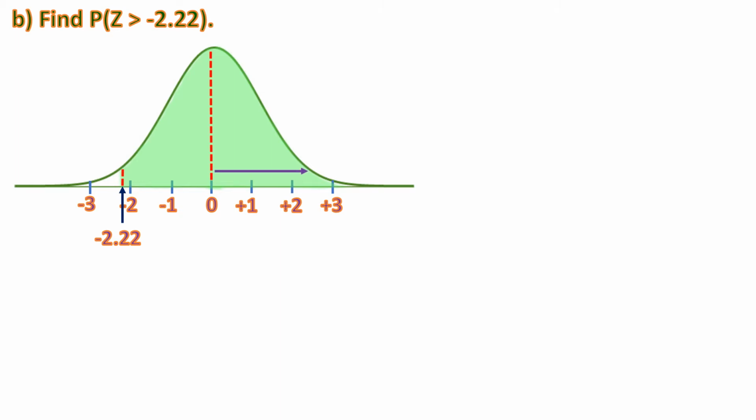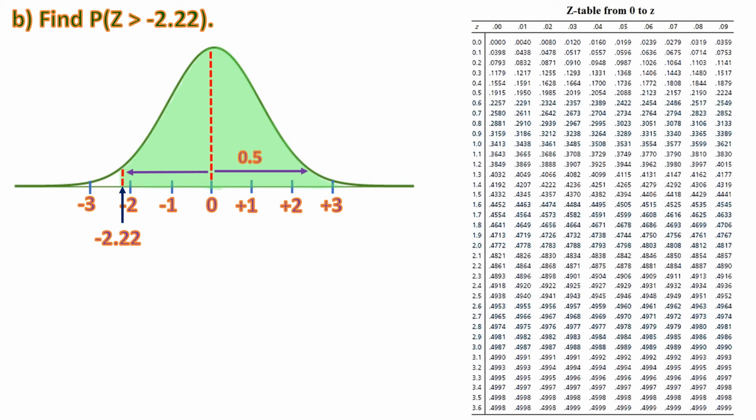So we know that this part is 0.5, the whole thing at the right of 0. So you don't need to solve that. You just need to add that 0.5 to this part. So the question is, how much is this? What's the area of this shaded part at the left of 0? So let us use the z table to find the area from 0 to negative 2.22. So 2.2, we have this, and then 0.02 to make it 2.22. So this is an area of 0.4868.